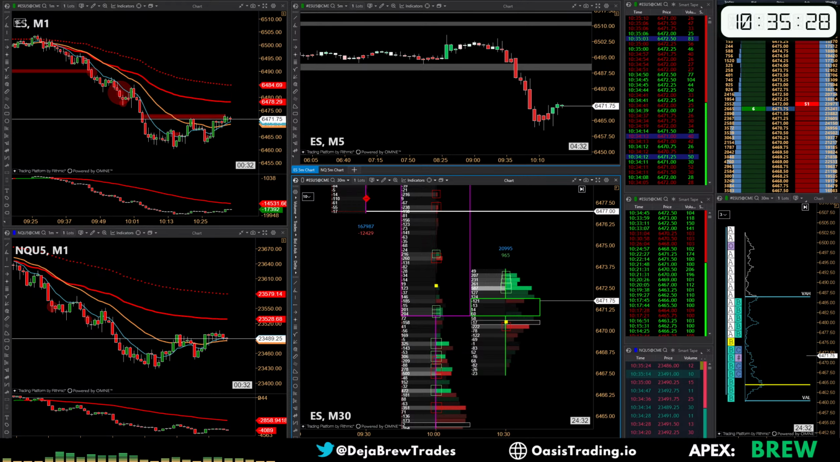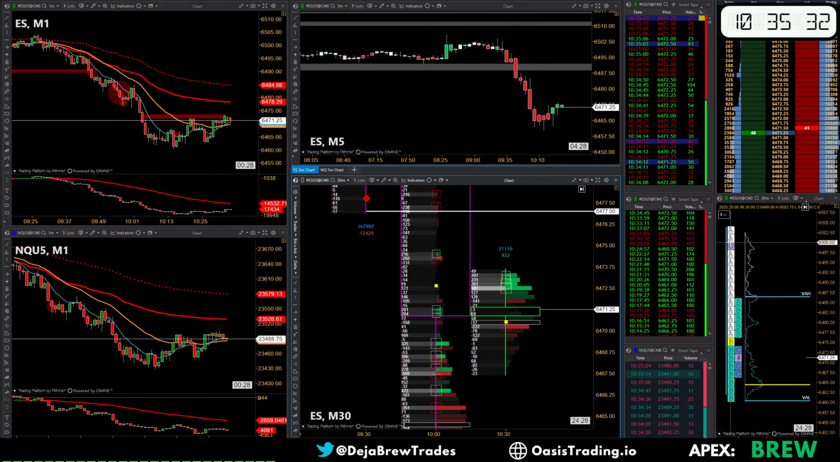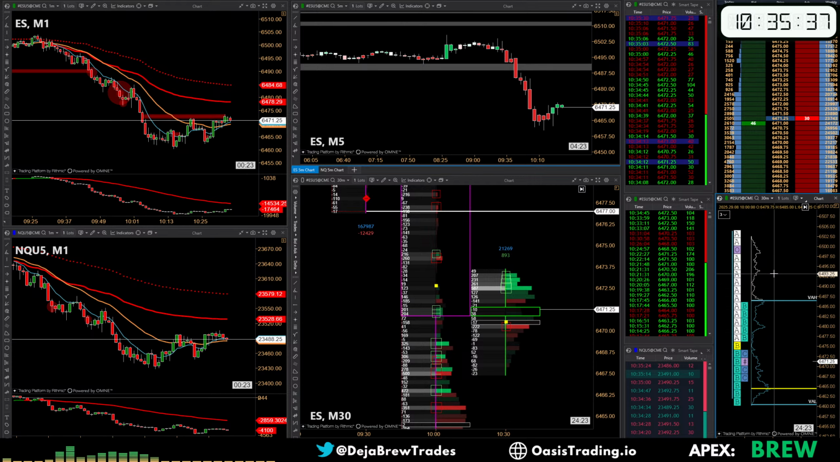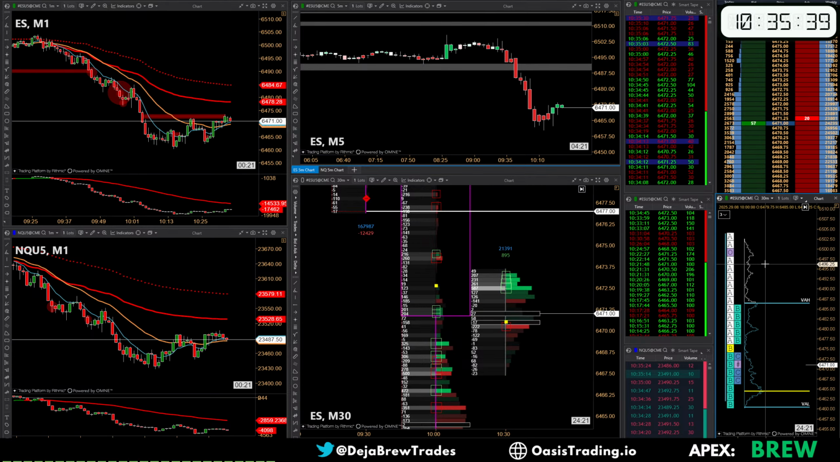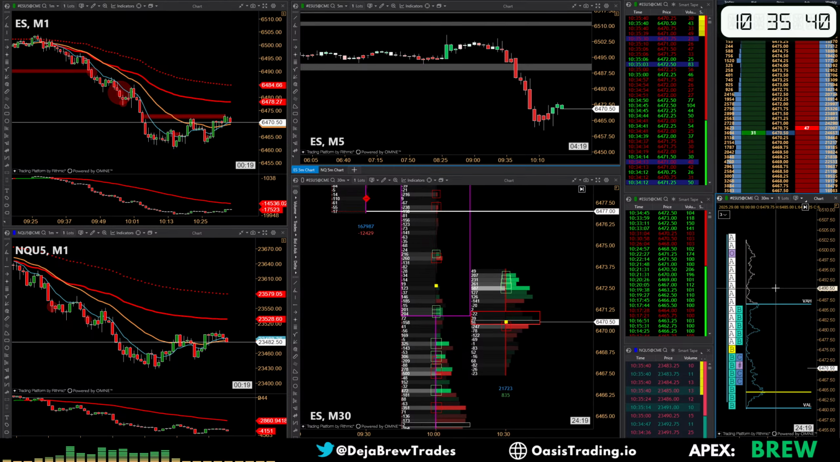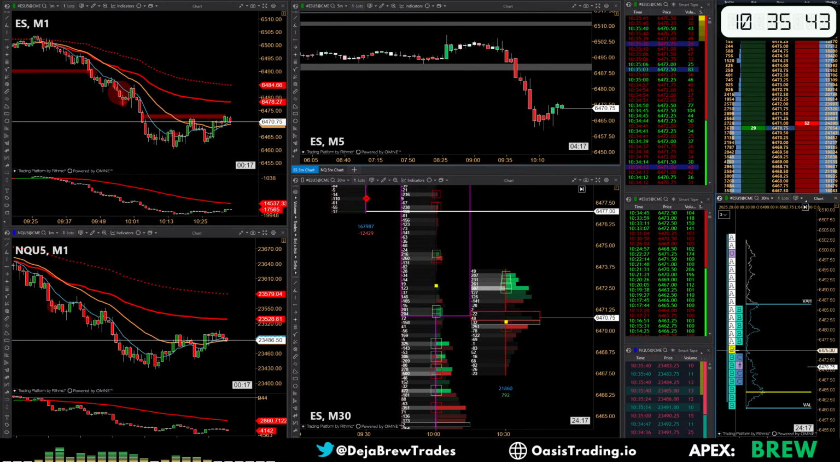So you cannot have single prints on the A session. It's impossible. Unless you're using the pre-market. If you're only using the cash profile, you cannot have single prints. The earliest the single prints can be are the ones that we had on the B session.